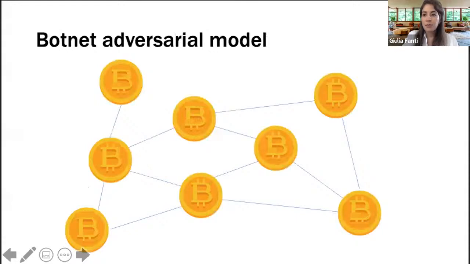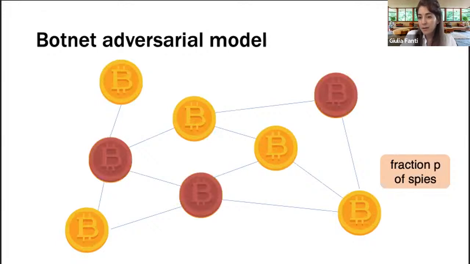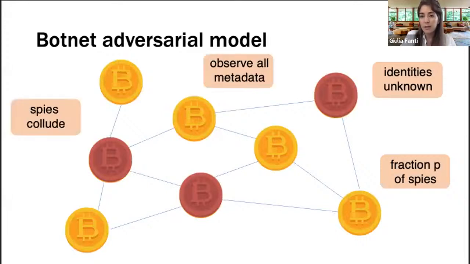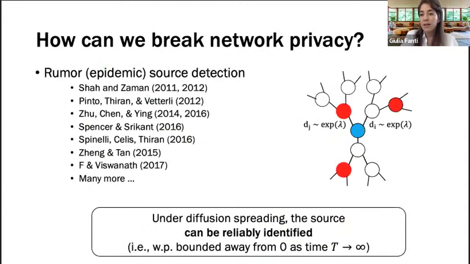This problem is actually really related to a set of literature that has come out of the SNAPP community. The idea here is that we have an adversary that has placed itself within the peer-to-peer network. Let's say, for example, we have a fraction P of spy nodes in our network. These spies' identities are unknown, they observe all metadata, and they can collude with one another to try to infer the source of a particular transaction. Then that can be used to actually break network privacy.